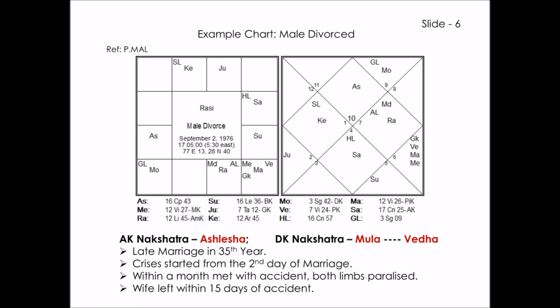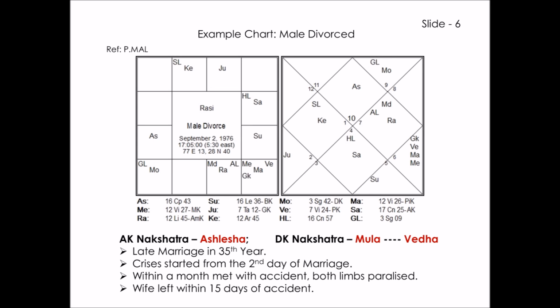Veda between the Atam Karka and Dara Karka is always inauspicious for the longevity of the married life. The next example chart of a male shows his Atam Karka in Ashlesha Nakshatra and Dara Karak in the Mula Nakshatra. And both the nakshatras have Veda to each other.